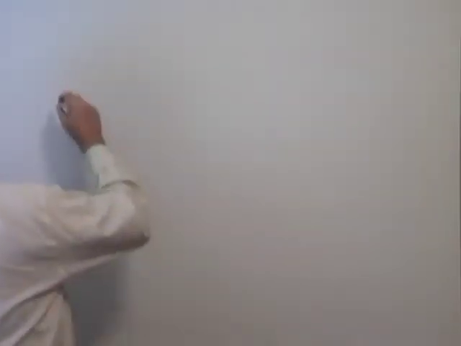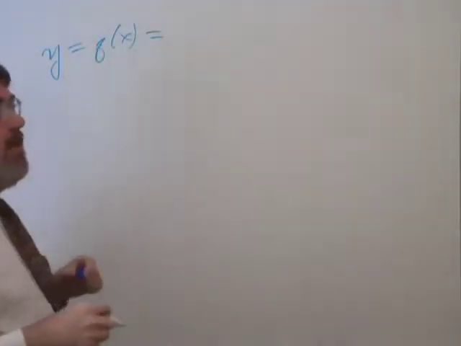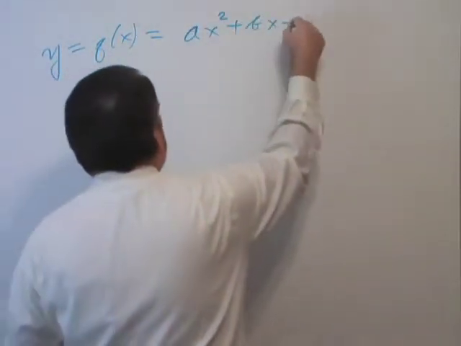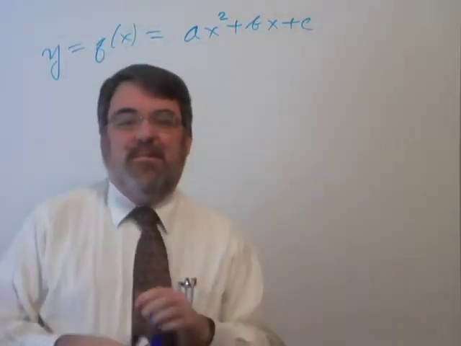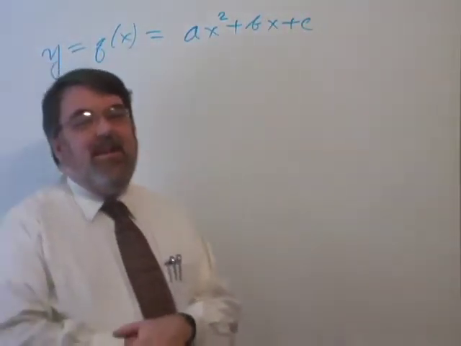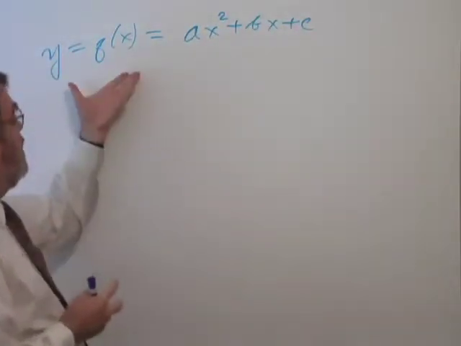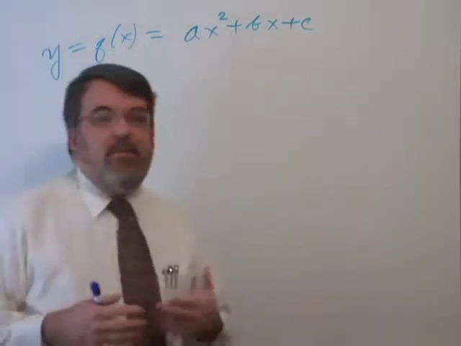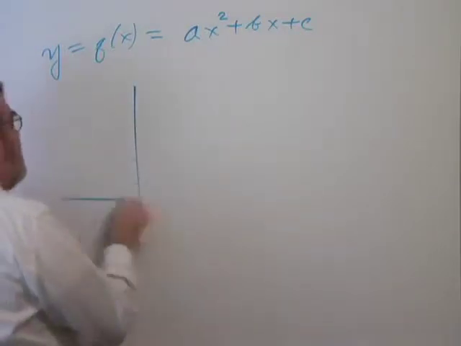Anyway, a quadratic function, y or f of x, would have the form of ax squared plus bx plus c. Now that probably looks familiar to you. You've been through quadratic equations and have learned the quadratic formula. And here it is written as a function. Well, these quadratic functions, as we find out, are parabolas.